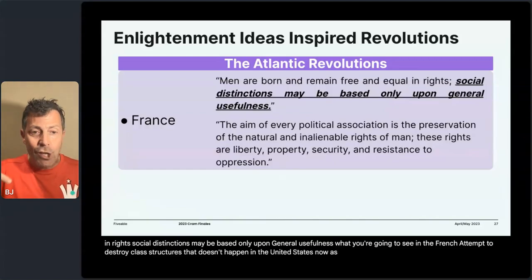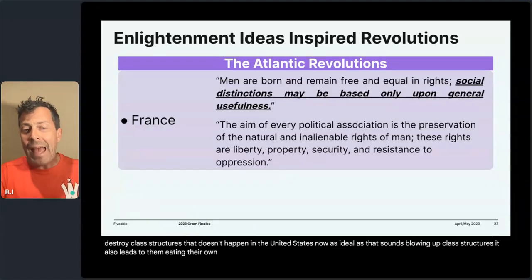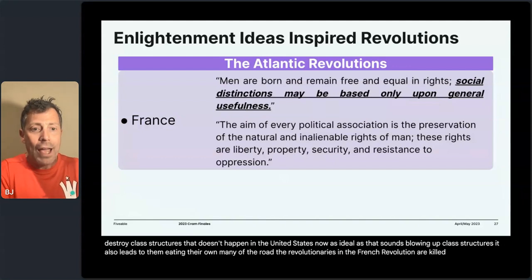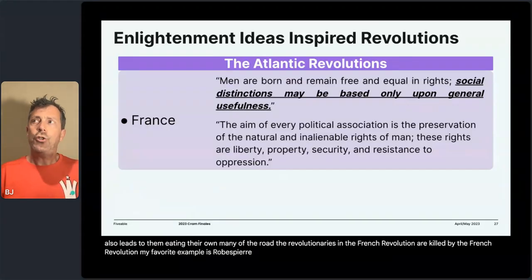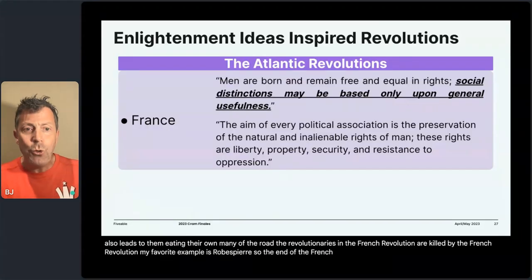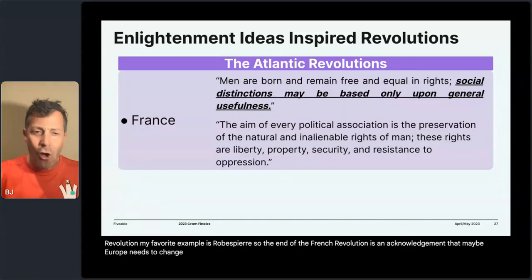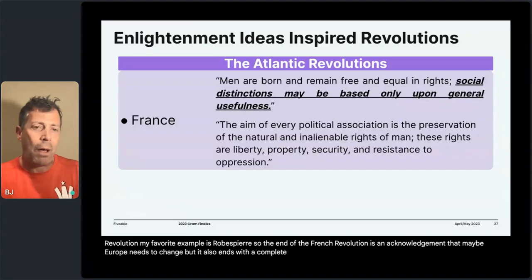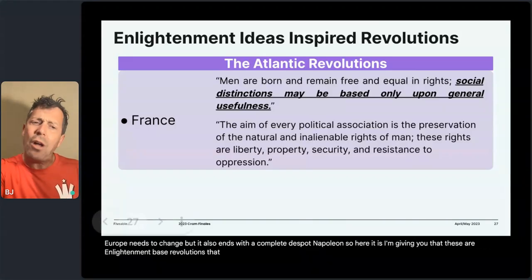Now, as ideal as that sounds, blowing up class structures, it also leads to them eating their own. Many of the revolutionaries in the French Revolution are killed by the French Revolution. My favorite example is Robespierre. So the end of the French Revolution is an acknowledgement that maybe Europe needs to change, but it also ends with a complete despot, Napoleon. So here it is. I'm giving you that these are Enlightenment-based revolutions that sometimes struggle to get out of the gates well.